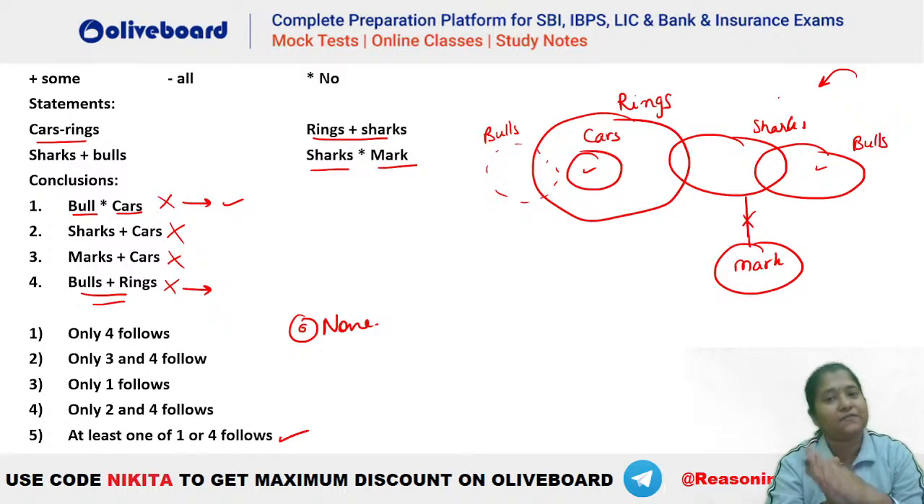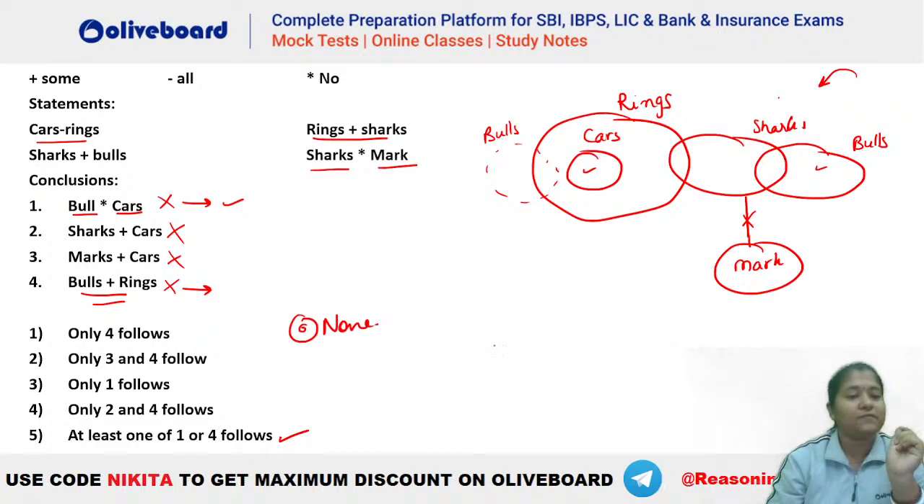Either the first one has to be definitely true, or the second or the fourth one has to be definitely true. Both also can be true, right? That is also a possibility, that 1 and 4 both are true. But both being false is not possible. That is, bulls is not car is also not happening, and bulls are ring is also not happening. It is not possible that both of them are false.